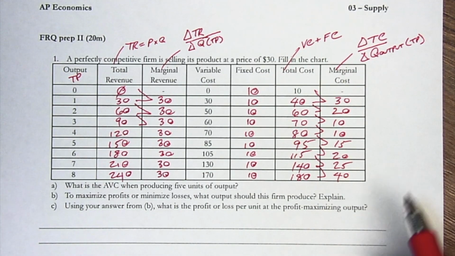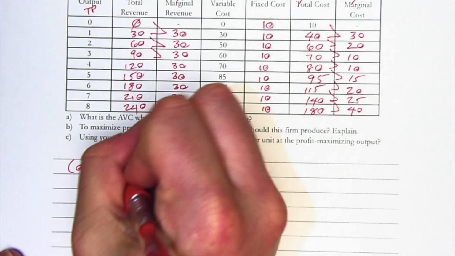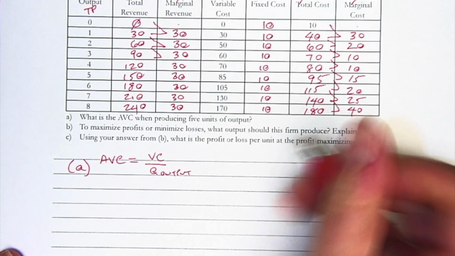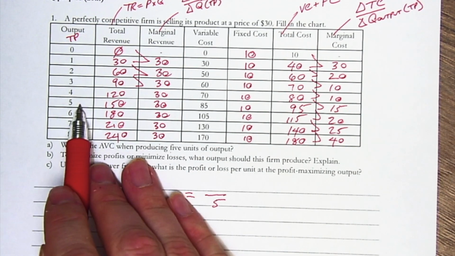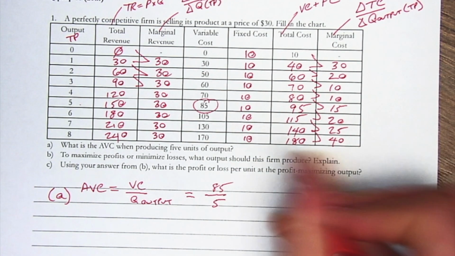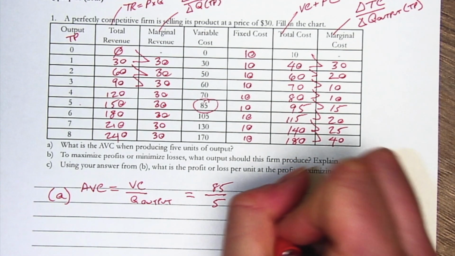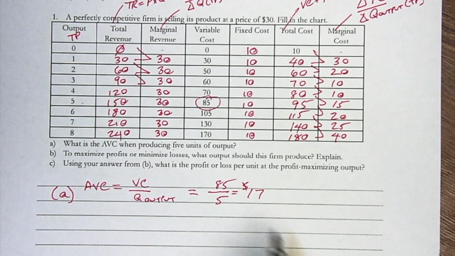Okay. So now, here's our 3 questions, now that we've filled out the chart. A, what's the AVC when producing 5 units of output? So AVC is the variable cost divided by the quantity of output. So we'd say divided by 5, because we know it's 5 units. So we look over and go, what's the variable cost? The variable cost is 85. So 85, 5 goes into 85, what is that? 17.